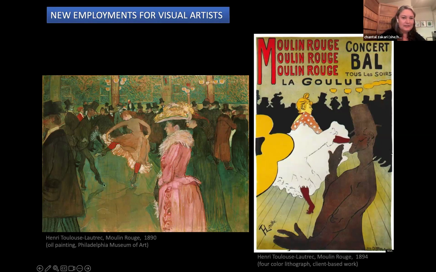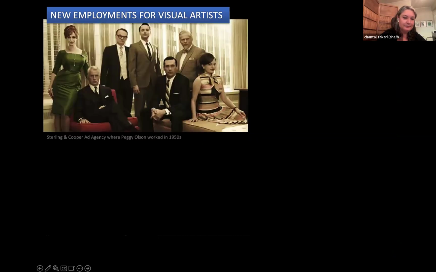This is his own painting of La Goule, whereas this is the same exact kind of gesture. You would say you could recognize the same composition as well, but this is particularly an advertisement selling the Moulin Rouge. His posters were as famous as his paintings, and his client-based work blended with his gallery-based fine art work, right?